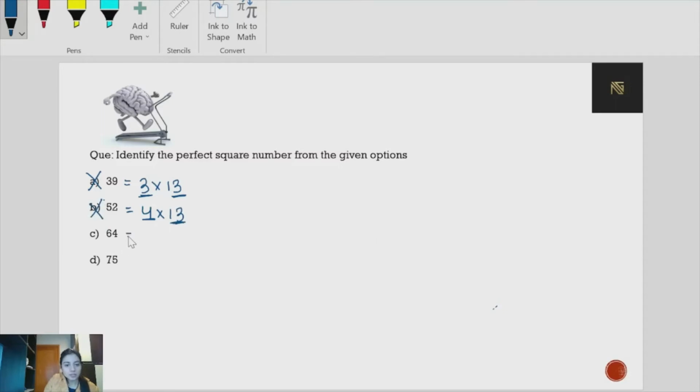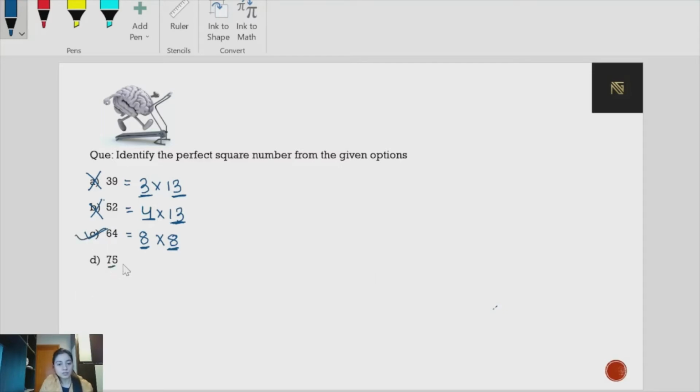Now check for 64. 64 I can express as 8 times 8. Then yes, after breaking we are getting a product of two same integers. Then yes, 64 is a perfect square number.